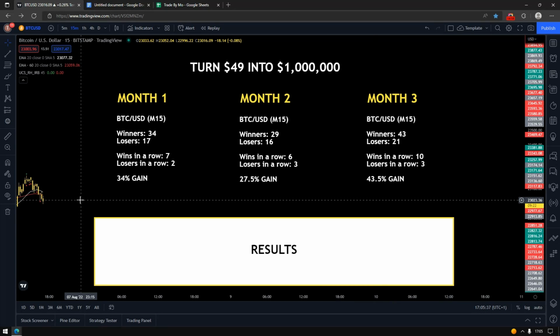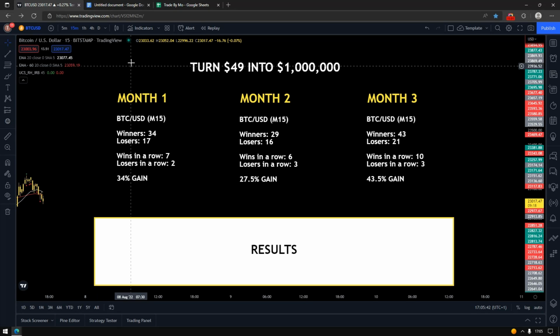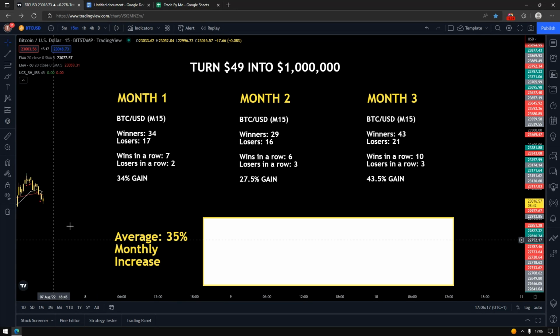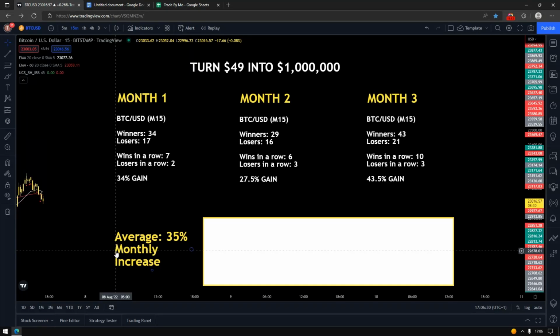So you're probably wondering, that's all well and good, but how am I making $1 million from $49? So across the 3 months gain, there was an average of 35% monthly increase, which is amazing. So this is going off an average. Remember, the market conditions always change. We have better and worse months. This is just an average. Definitely do your back testing. Choose your pair, copy the strategy. 35% increase in 1 single month is amazing.